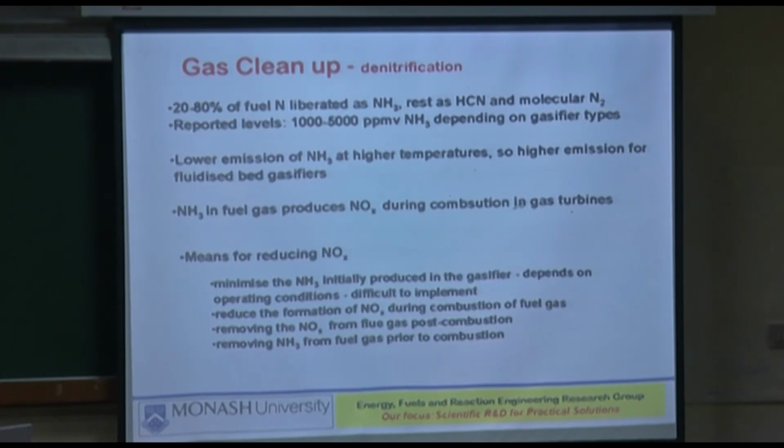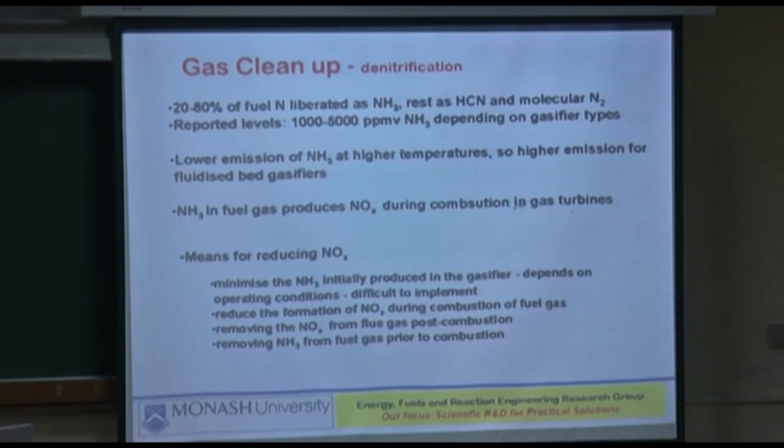Break the bond, elemental nitrogen. So what are the means for reducing NOx? First of all, minimize the ammonia initially produced in the gasifier, if you can. Depends on the operating conditions, but it's difficult to implement. Simple. Because in a gasifier you have got so many other operating conditions to manipulate. Just for ammonia it will not make sense.